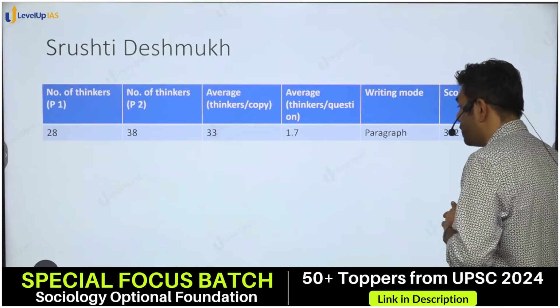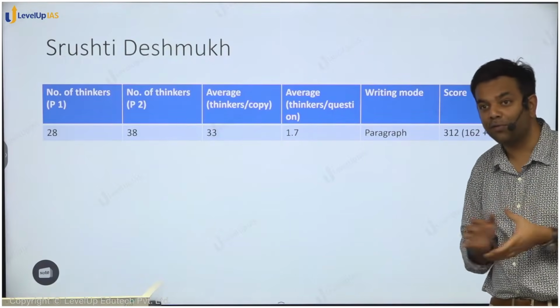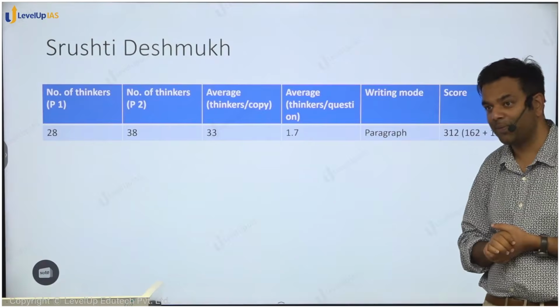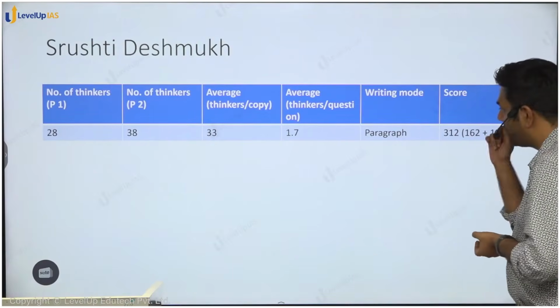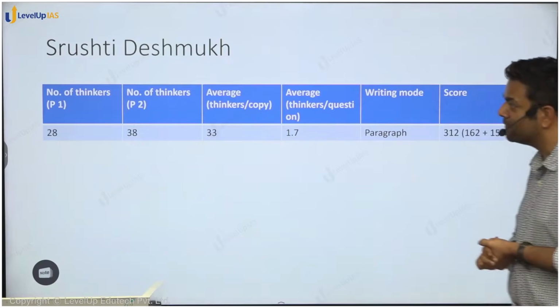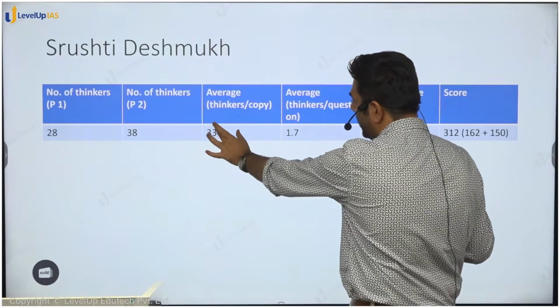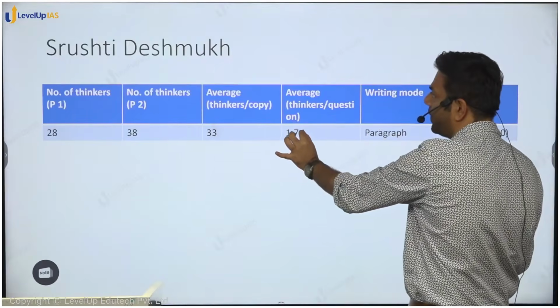Writing mode. She used to write in paragraph, and literally paragraph. Okay. There were no points in her answer. It was only paragraph. She got 312. Fine. So average thinkers per copy 33 and average thinkers per question 1.7, 312. Now next is Neha Bhosle.